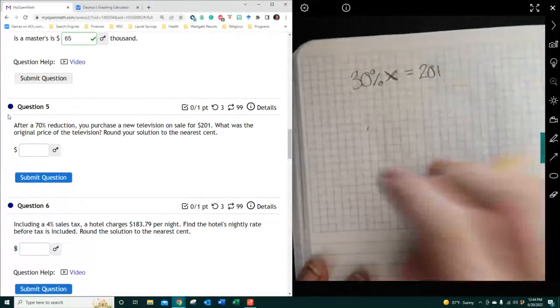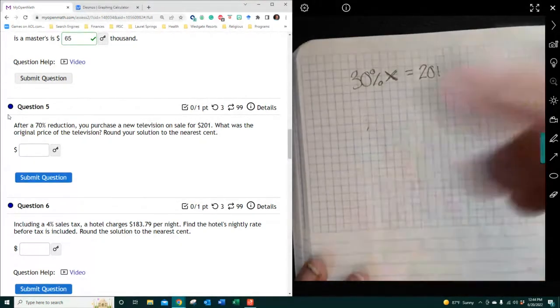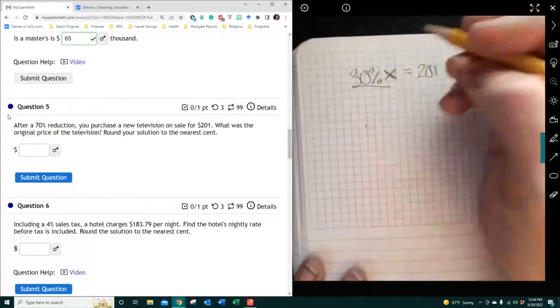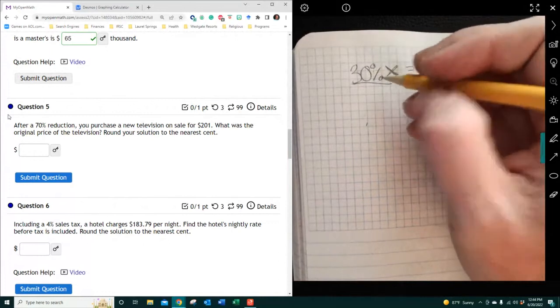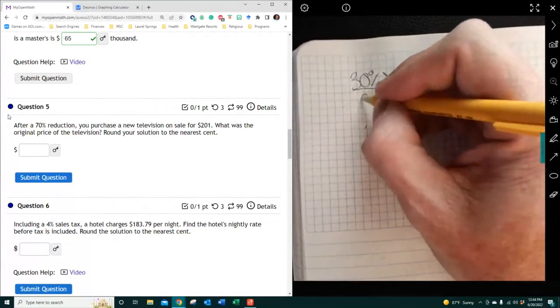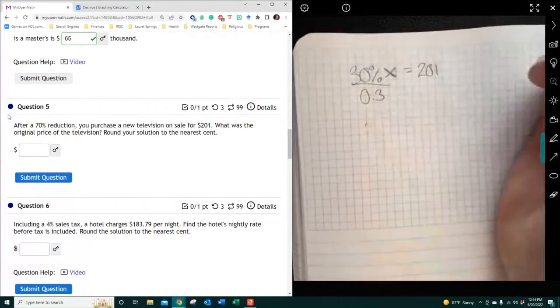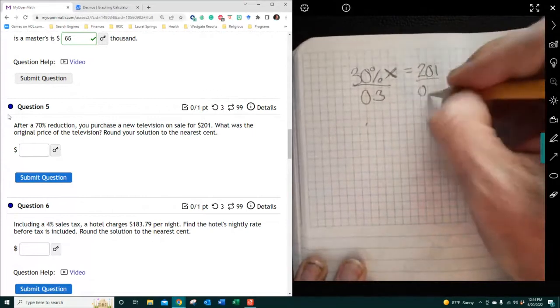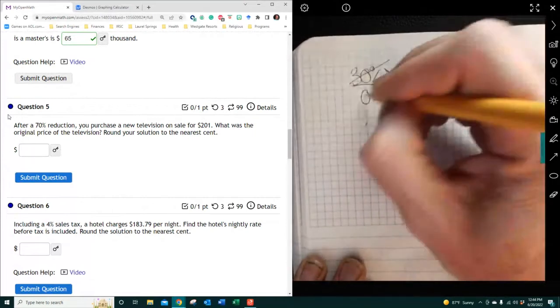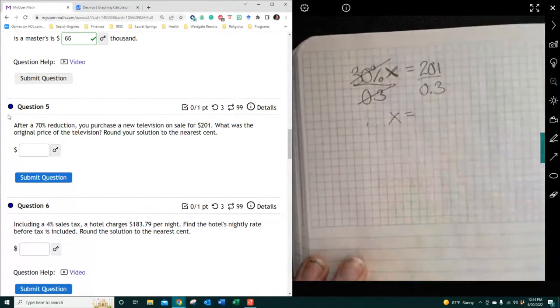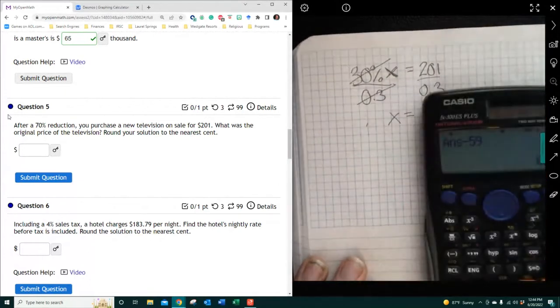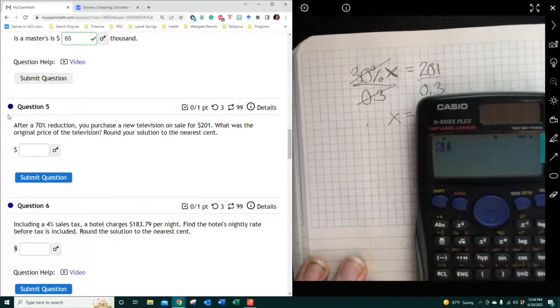Now, this is really simple at this point, because all we have to do is divide by 30%. Now, wait a second. We don't divide by 30%, but technically we divide by 0.3 on both sides. So we're going to divide both sides by 0.3, and we're going to get our answer. That is the quickest way to do these things. So take your calculator and do 201 divided by 0.3.